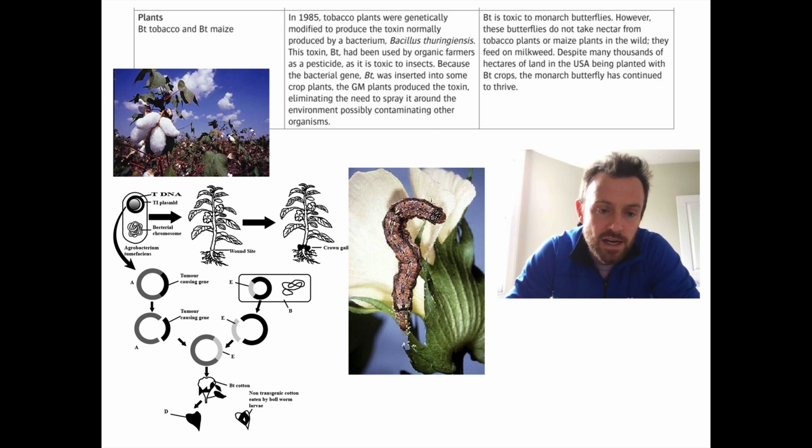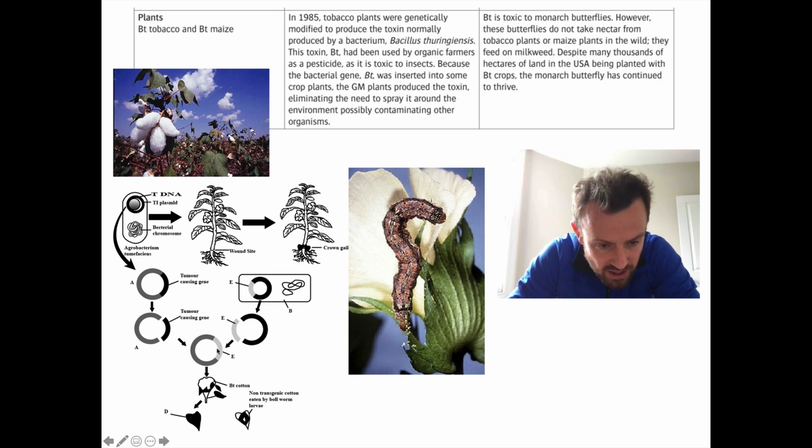So how do we get the gene in? Well, in this case, we use a vector which is the TI plasmid, from this bacteria we talked about, Agrobacterium tumefaciens. So basically we insert the BT gene into its plasmid, into the TI plasmid. So this is the Bacillus thuringiensis here, and we take the toxin gene and merge it into this TI plasmid, and then we can get it to go into the cotton plants.